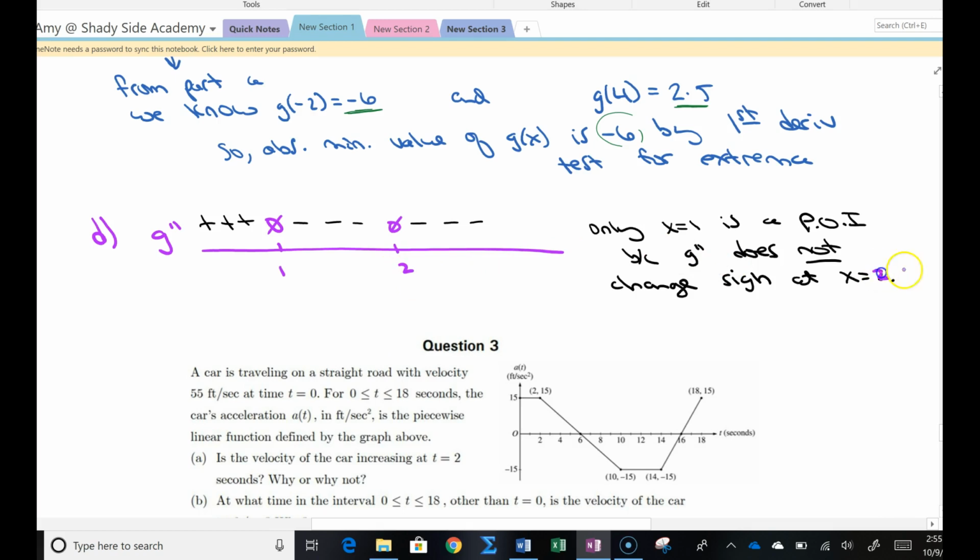All right, so this is really important. The definition of a point of inflection is not a point where g double prime, or the second derivative of the function, is equal to 0 or doesn't exist. An inflection point, by definition, is where the second derivative changes sign, okay? And that is it.